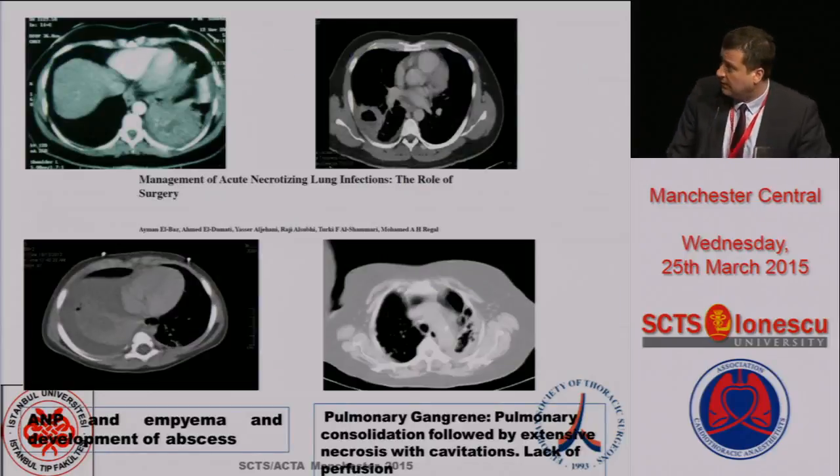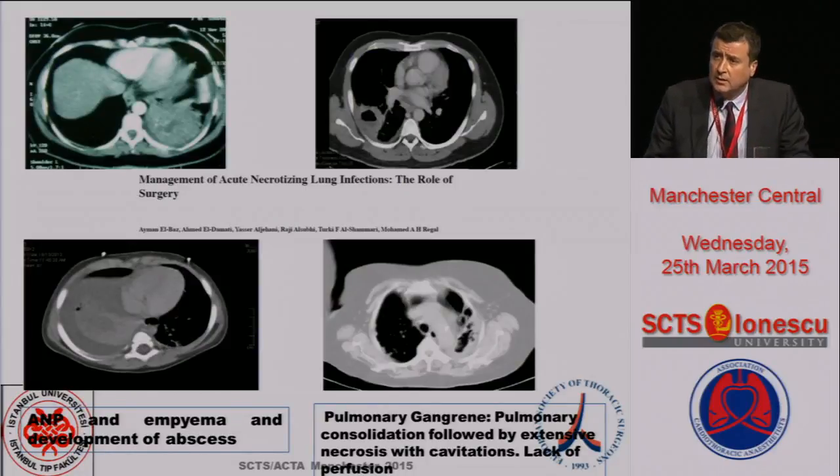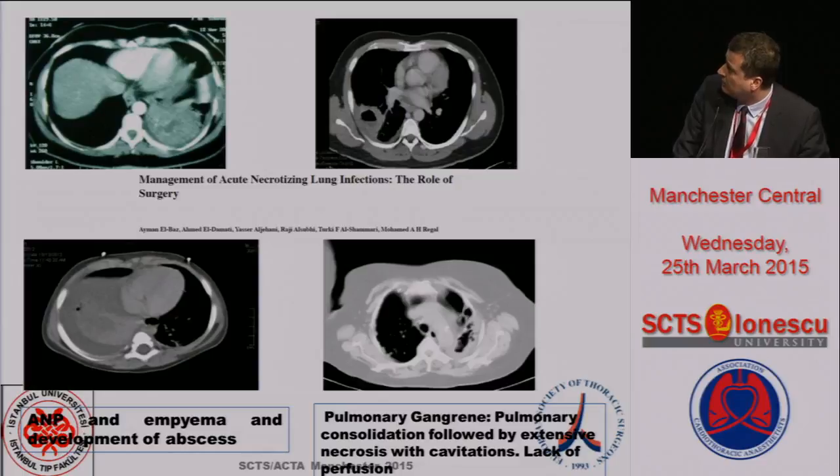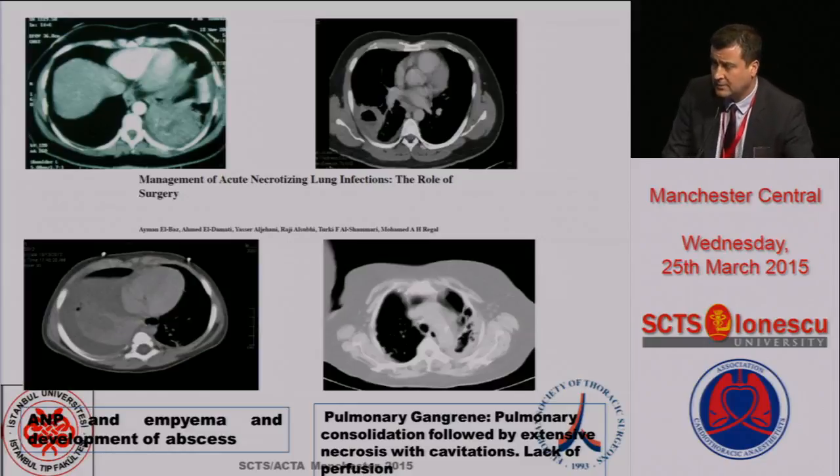And again, in the left upper side, you see a necrotizing pneumonia, acute necrotizing pneumonia with patchy area of necrosis without perfusion. On the right side, in the upper part, you see acute necrotizing pneumonia with combination of lung abscess. And in the lower left side, you see empyema, acute necrotizing pneumonia, and lung abscess.